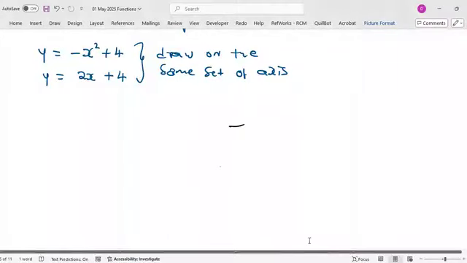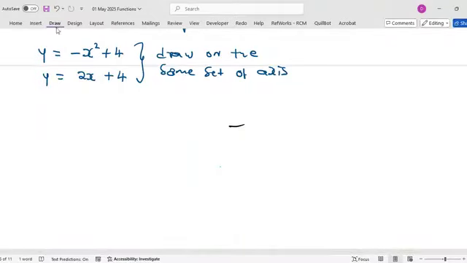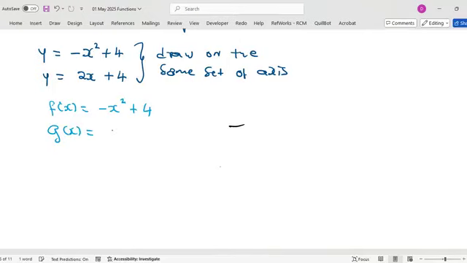Let's start by explaining this part. There is a time whereby you're going to be given something like this: f of x is equals to negative x squared plus 4, or g of x is equals to 2x plus 4. But now the problem is, what does this f of x mean? What is it doing here?